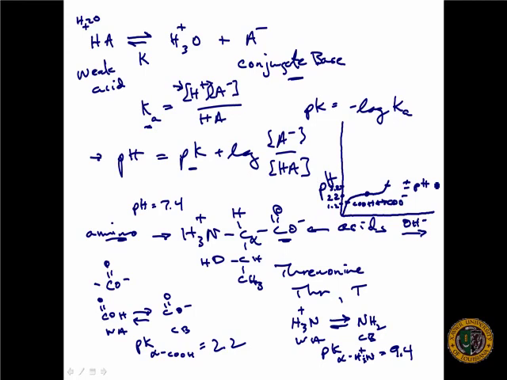And of course, as we continue to add base, we reach another plateau, which is where the amine group loses its proton to form its conjugate base. And again, it's plus or minus 1 pH unit above and below the pK, which is equal to 9.4 for the amine group, is also our buffer region up at this end.